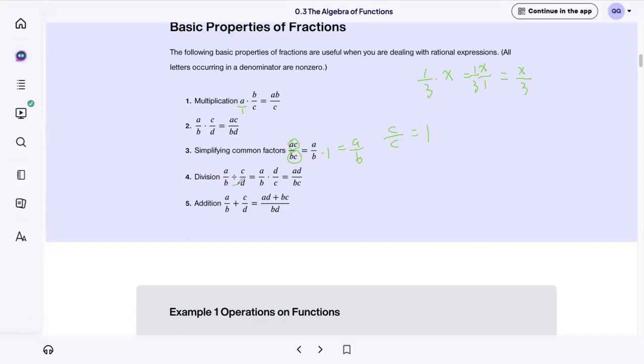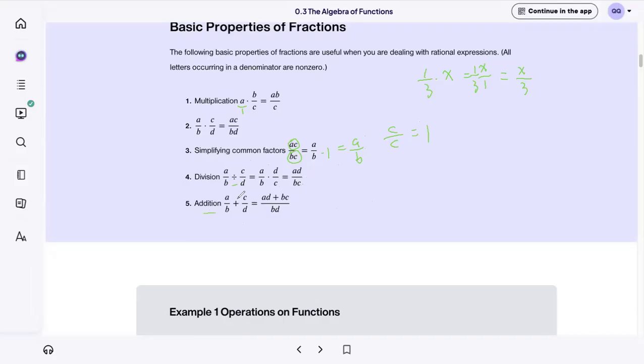And when we do division of two fractions, we change the division into multiplication. We flip over the numerator and denominator. You see, it's c divided by d, now it's d divided by c. Then we multiply numerator with numerator, denominator with denominator.